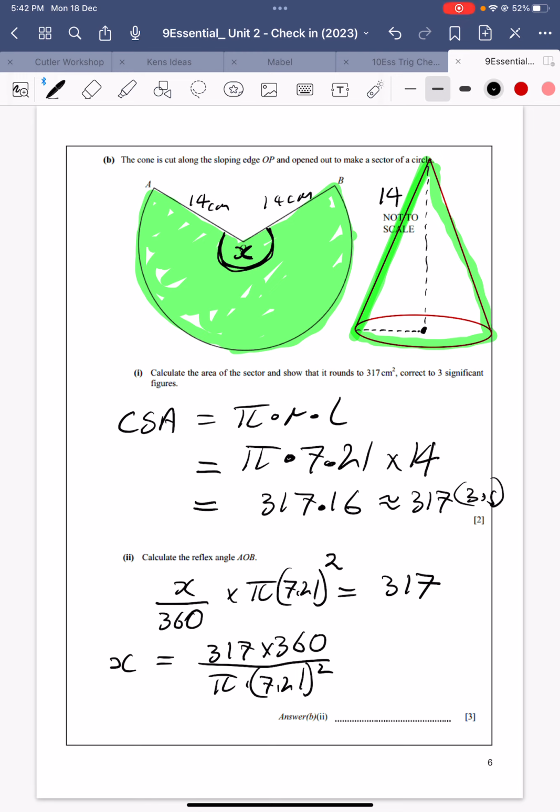So I've got 360 times the 317. And then on the bottom, I'm going to use 7.21 because the area of 317 has been rounded. So I'm okay, I'm going to just go ahead and use 7.21 on the denominator. So that's pi times 7.21 squared. And I've got 699 centimetres squared, and that is to 3 significant figures. Yeah, that looks nice.